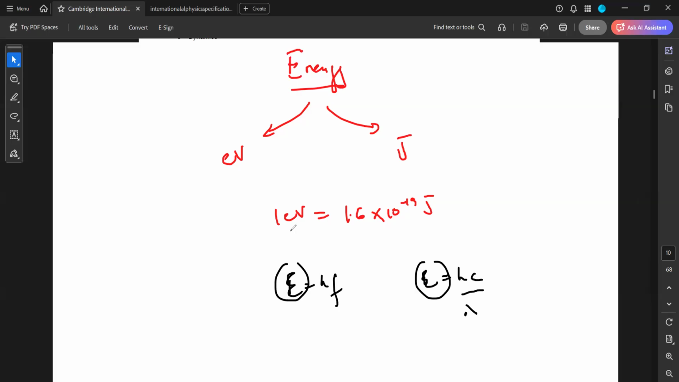And what is the relation between the kinetic energy and the momentum of the particle?